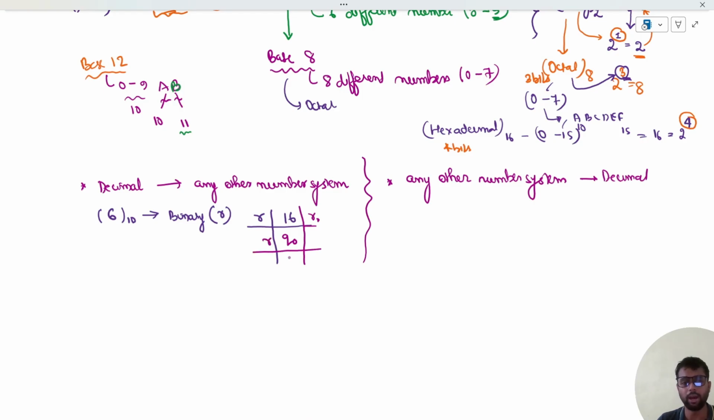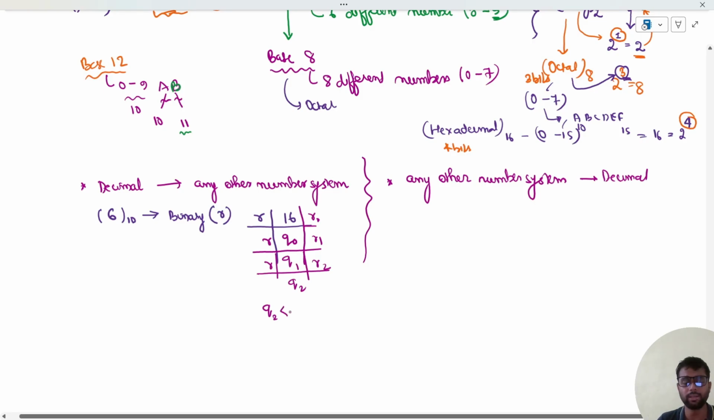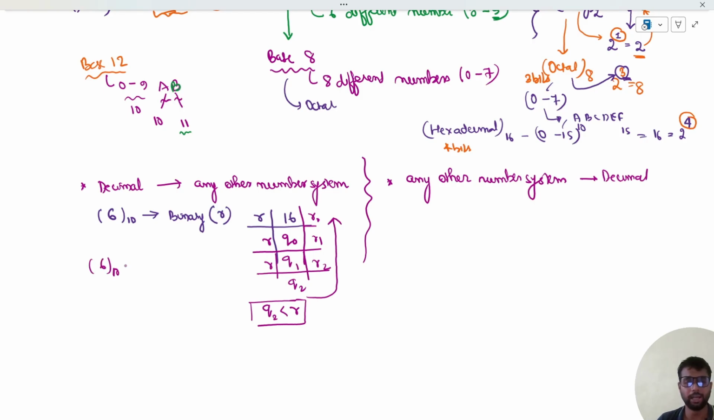Again, we divide by R. This is Q1, this is R1. Again, we divide by R, and this is Q2 and this is R2. We go on dividing until Q2 becomes less than R. If Q2 is less than R, then we write the number this way. And we say that the base 10 number in any number system whose base is R can be represented as Q2, R2, R1, R0. Let us take an example and understand this.